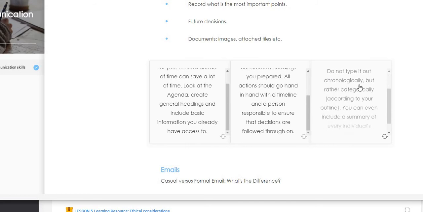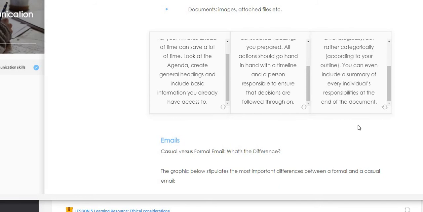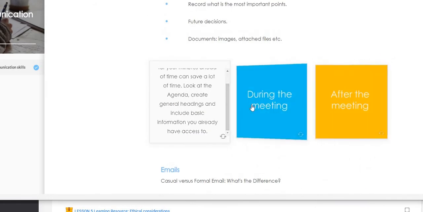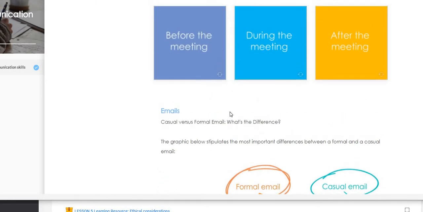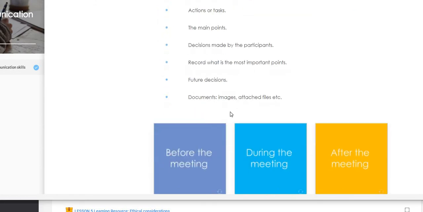Do not type it out chronologically, but rather in categories. So put it in categories that you can remember. That includes a summary of every individual's responsibility. Koos, jy doen dit. Paul, jy doen dit. Maak nie saak wie doen wat nie. All those types of things. Guys, after those three, it's just a summary of what you should do during a meeting. There's normally one person that's actually appointed to take the minutes of a meeting and to go over it.